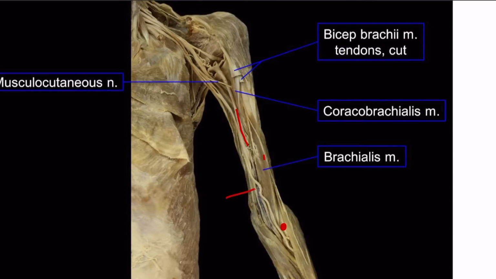So you have the median nerve and also the radial nerve, which will be on the other side as well. This is the radial nerve. So the radial nerve is lateral and the median nerve is on the medial side. Actually, this is the musculocutaneous nerve which supplies it.